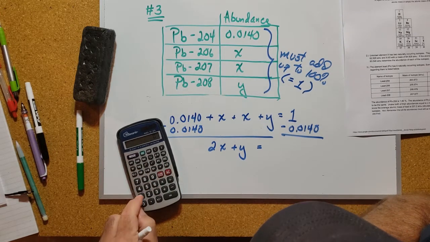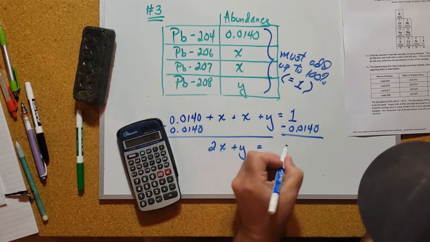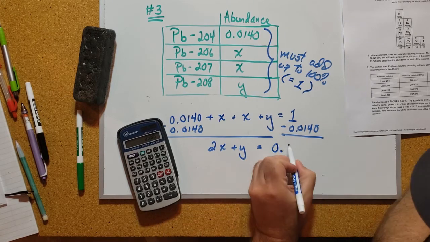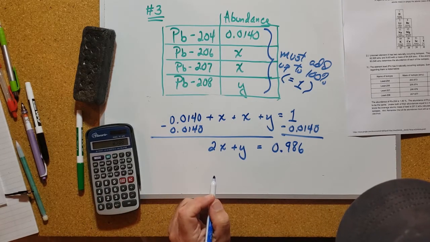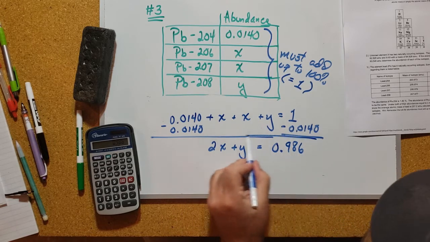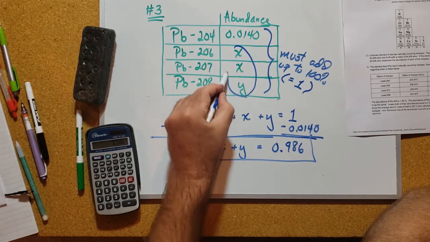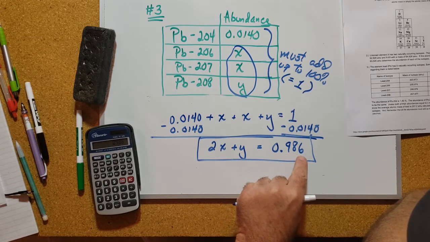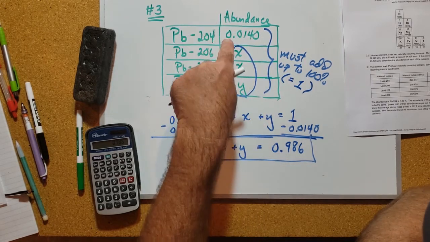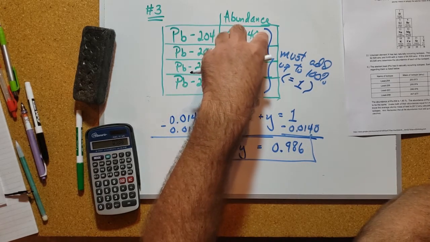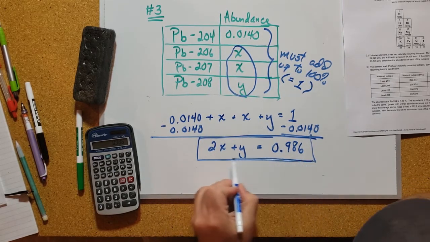It would be 1 minus 0.0140. That's going to be equal to 0.986. And if you think about what we've got looking at us right here, this sort of makes sense. 2x plus y, these two x's and this y, must make up 98.6% of the abundance of these 3 bottom isotopes if we know this top one is 1.4%. Right? It's 1.4%, and then this other 98.6% gives us a total of 100%. That's really what this equation is telling us.